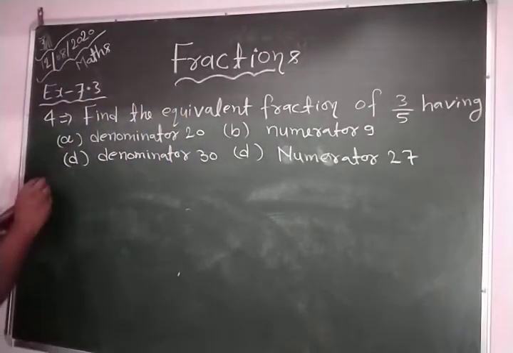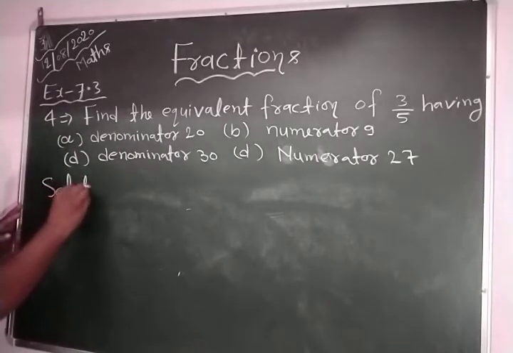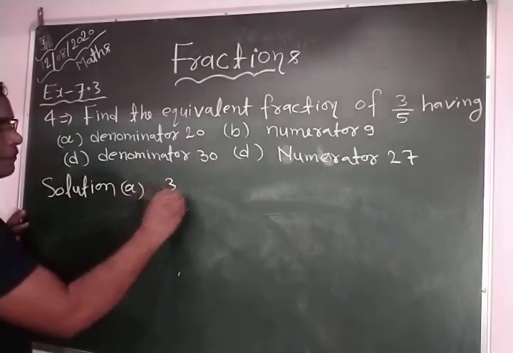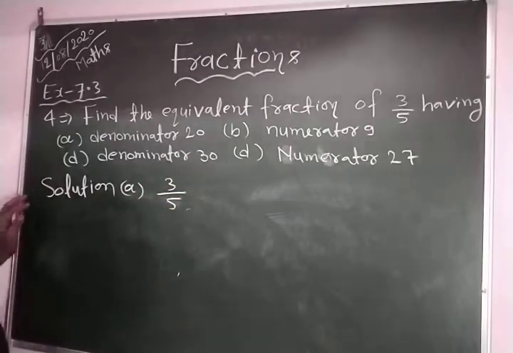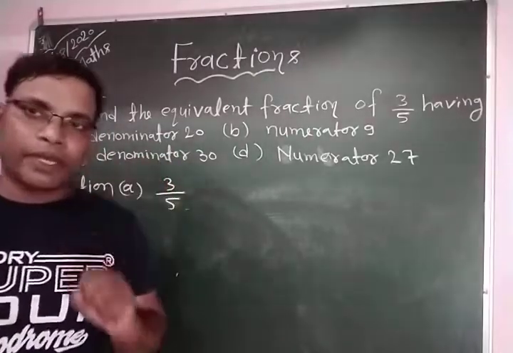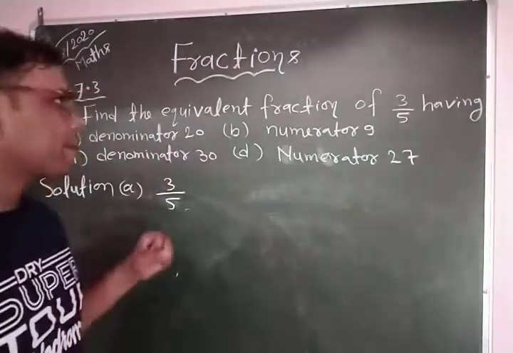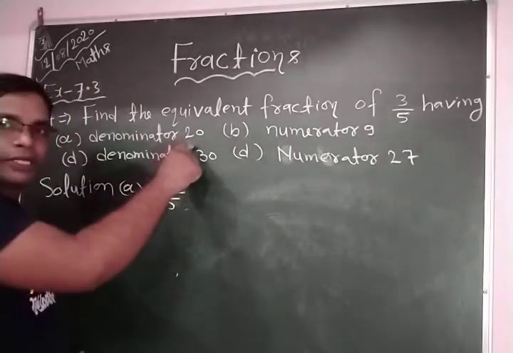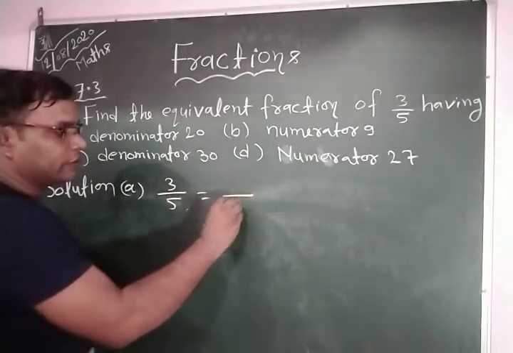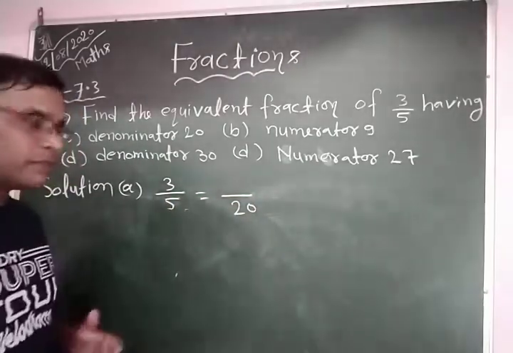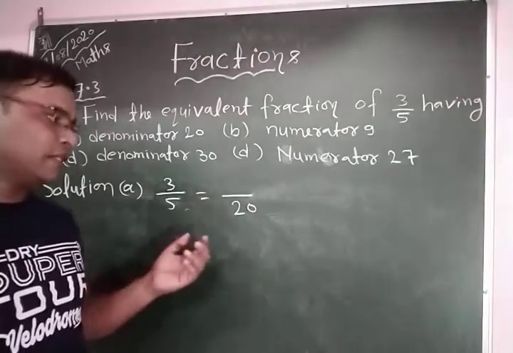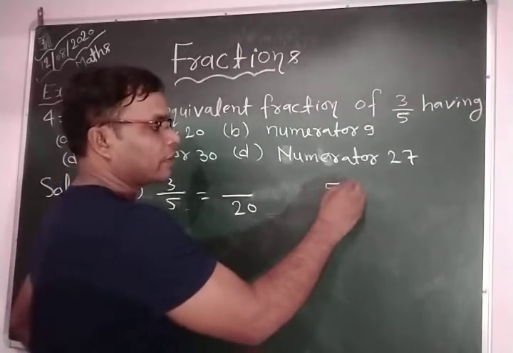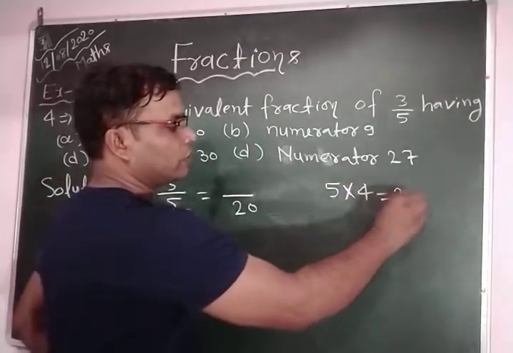So according to these conditions, you can see the condition given here. Solution of A part. Our fraction is 3 by 5. We find the equivalent fraction of 3 by 5 whose denominator is 20. The denominator is given here as 20. So by which number do we multiply 5 to obtain 20? Obviously you can say 4. If you multiply 5 by 4, you obtain 20.